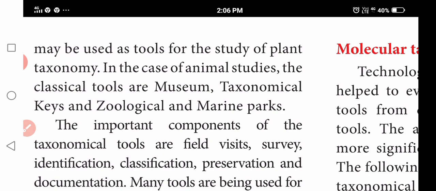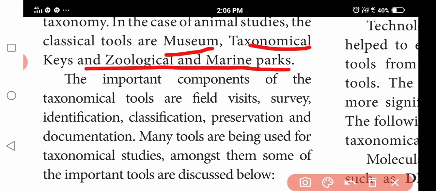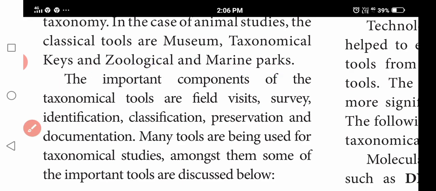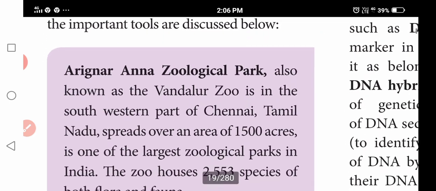For animals, we have classical taxonomical tools and molecular tools. It is better to use molecular taxonomy. Classical tools include museums, taxonomical keys, and zoological and marine parks. The next important components are field visits, then surveys of which animals are present, then identification of the animals, classification, observation and documentation. All this happens in tool formation. Next, we will discuss them one by one.